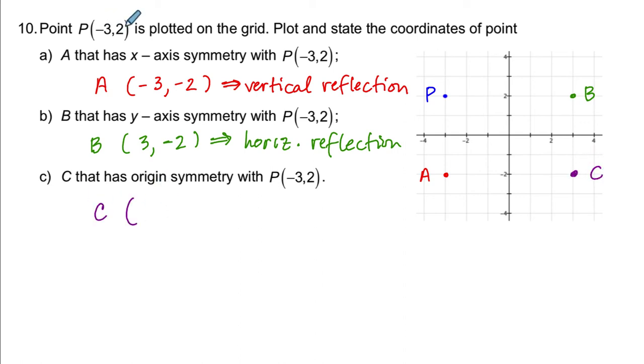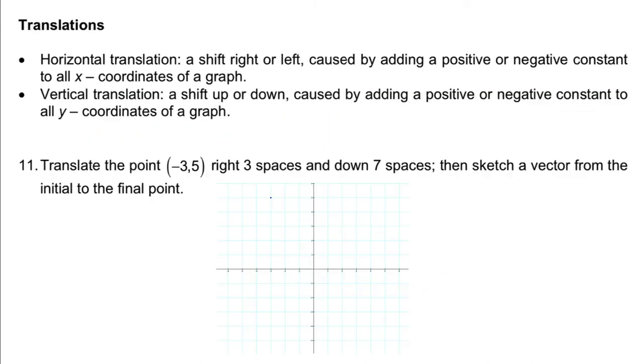We get a point in quadrant number 4, where we have changed the signs for both x and y. Transformations are other kinds of transformations we perform on graphs. They are really shifts, right or left, or up or down, caused by adding a positive or a negative constant to the x and the y coordinates.